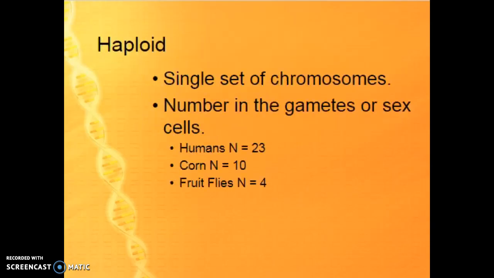Haploid set, think half set. When you see haploid, it's going to be a single set of chromosomes. So for humans, that's going to be 23. For corn, it's 10. For fruit flies, it's 4. Those are going to be the number of chromosomes found in the gametes, or the sex cells.